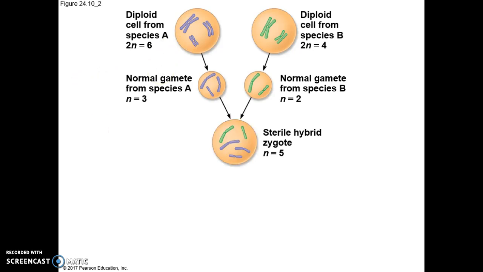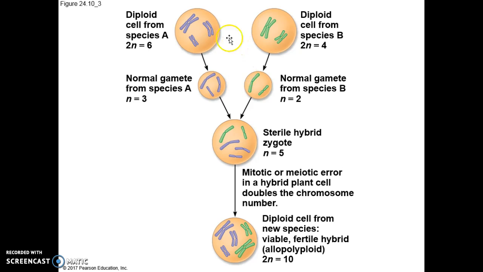So here's kind of a picture. Let me click through to the end of that. So species B, species A, diploid equals 6, diploid equals 4. So we get a normal gamete here. We get a normal gamete here. Now the n equals 5.